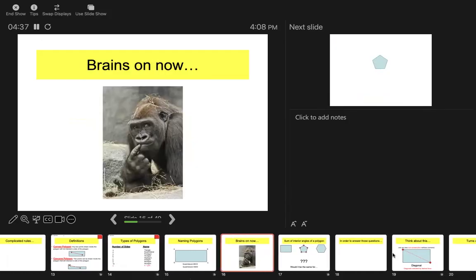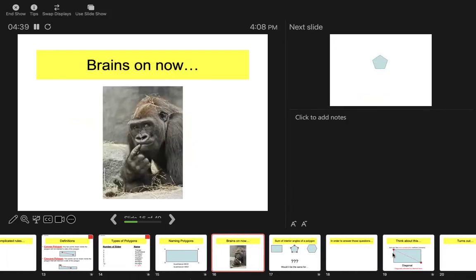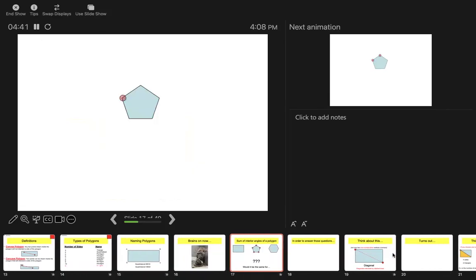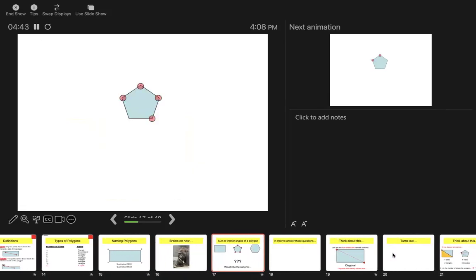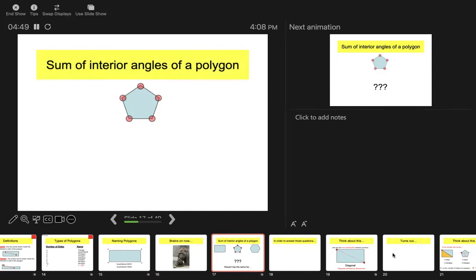All right. Now it's time to turn our brains on. We're going to get formulas, a couple formulas. All right. Let's talk about the vertices of a polygon. Those vertices correspond with interior angles. Each one of those is an interior angle of this polygon. And if I were to ask you what would happen if you added up all of those angles, what would the answer be?